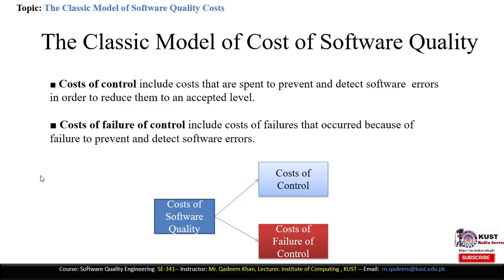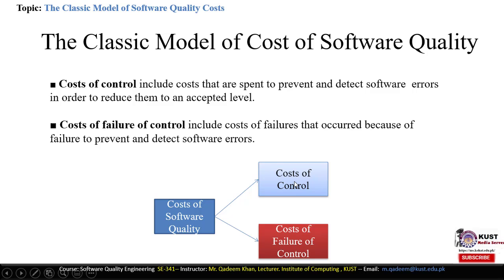Now, the classical model of cost of software quality is decomposed into two different sections. The first section is called the cost of control, while the second section of cost of software quality is the cost of failure of controls. So these are two different sections here. It means that when we want to measure software quality, we have to divide the measurement of the cost in terms of two sub costs.